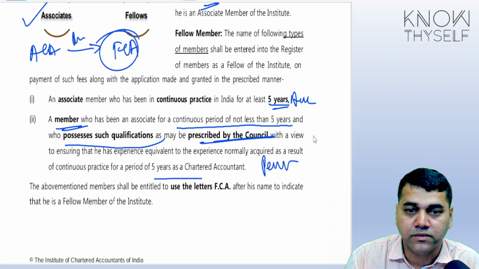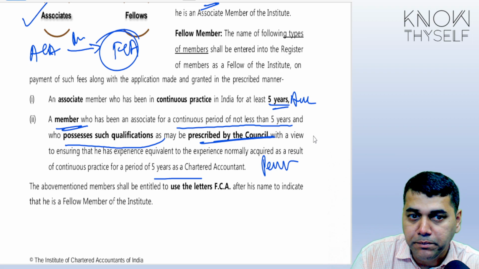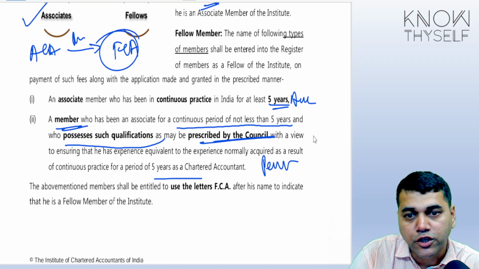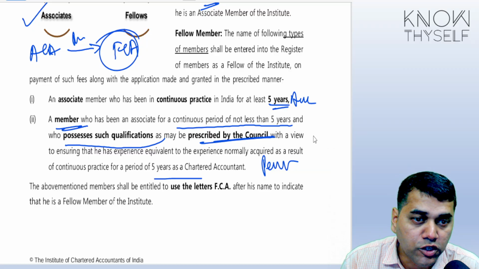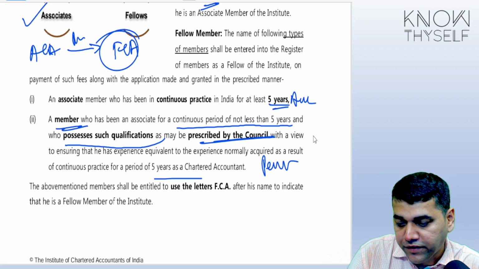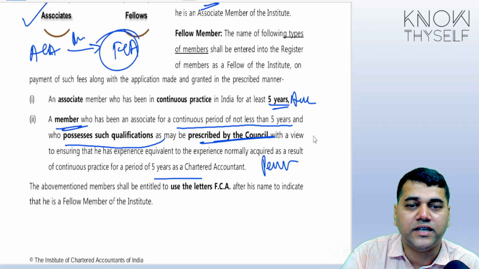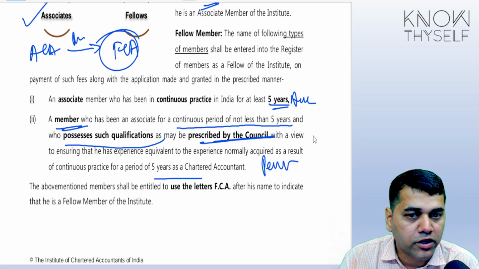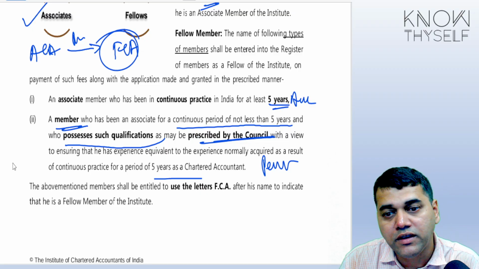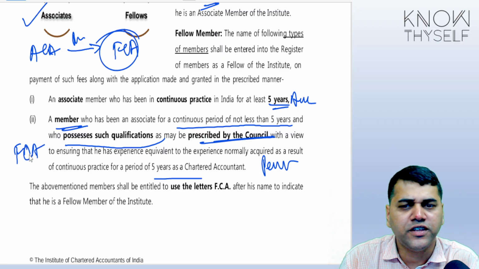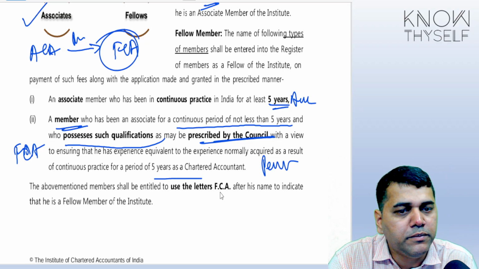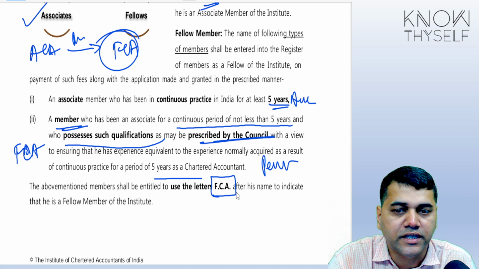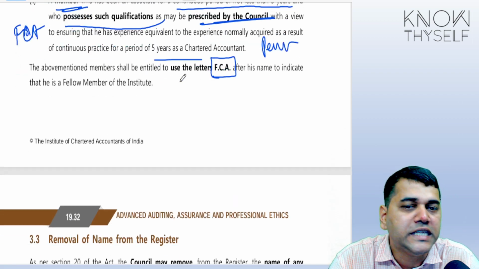I hope this part is clear. If you are a practicing CA, immediately after 5 years of entering into practice, you become FCA. But if you are not in practice, you are in service, after 5 years you have to specifically apply to ICAI, telling them, look, I have got relevant experience, I have worked in these fields. And if ICAI sees okay, they will permit you to call yourself FCA. FCA carries more weightage, it's like a senior. ACA is more like a junior. So they can use the word FCA to indicate that you are a fellow member of the institute, a senior member of the institute.